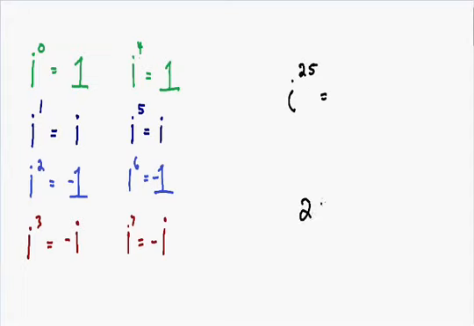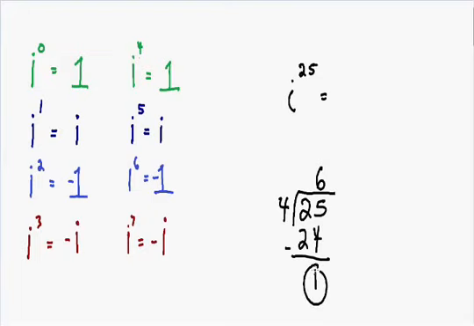So we're going to divide 25 by the number 4, and the remainder is going to give us the answer to our problem. So 4 goes into 25 6 times. 4 times 6 is equal to 24. And we have a remainder of 25 minus 24, which is just 1. So our remainder is equal to 1.